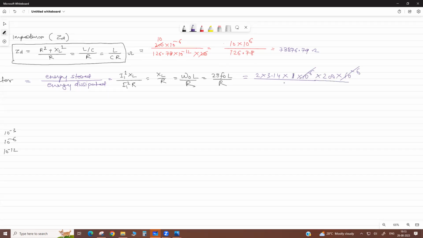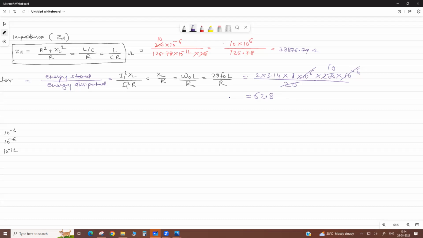Divided by R. What is the value of R? R is here 20 ohm. This 20 cancels, 10 only. Now 10 into this, 2 into 3.14 into 10 is 62.8. 62.8, this is the ratio, the Q factor.